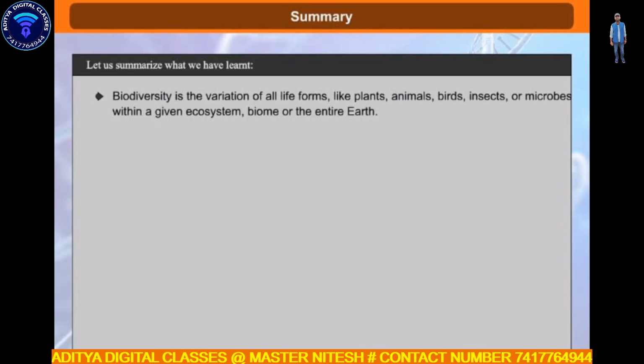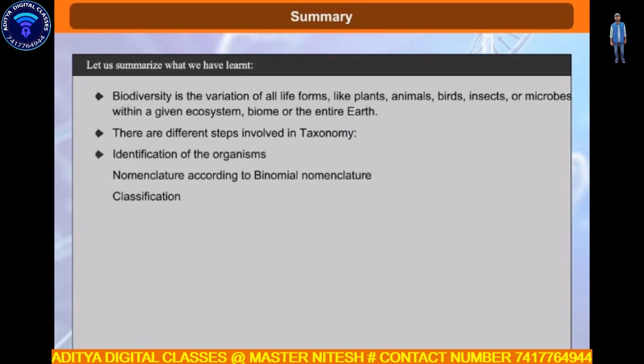Biodiversity is the variation of all life forms, like plants, animals, birds, insects, or microbes within a given ecosystem, biome, or the entire Earth. There are different steps involved in taxonomy. 1. Identification of the organisms. 2. Nomenclature according to binomial nomenclature. And 3. Classification.